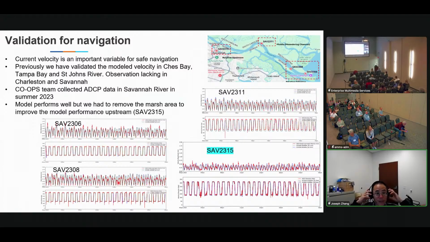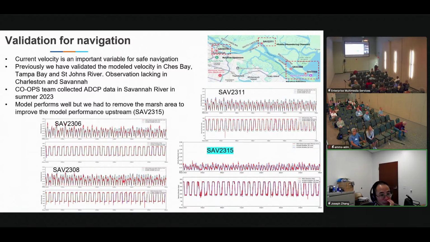This is going to be another 3D OFS for NOAA. We understand that it will be used for safe navigation, so we need to do a serious validation for the current velocities. Previously, we have done this for Chesapeake Bay, Tampa Bay, and St. John's. But ADCP observations are especially lacking in Charleston and Savannah. So the CO-OPS team collected new ADCP data in the summer of 2023. That's great news for us.